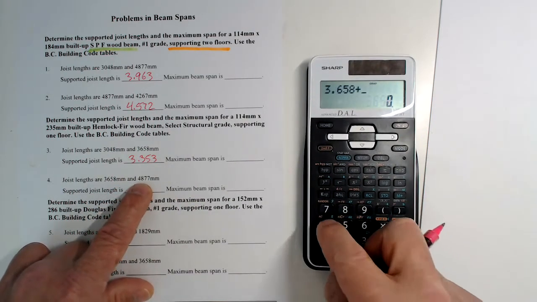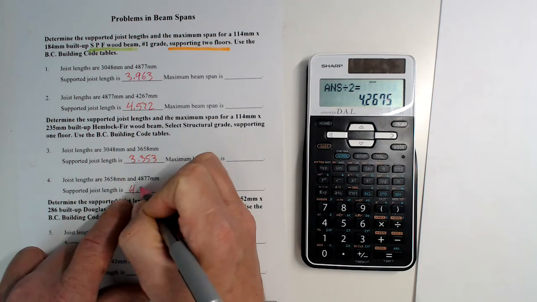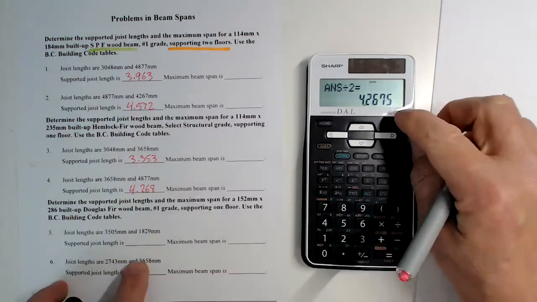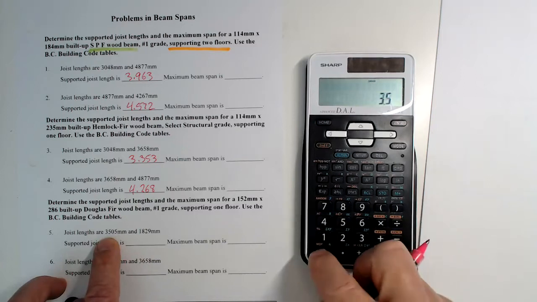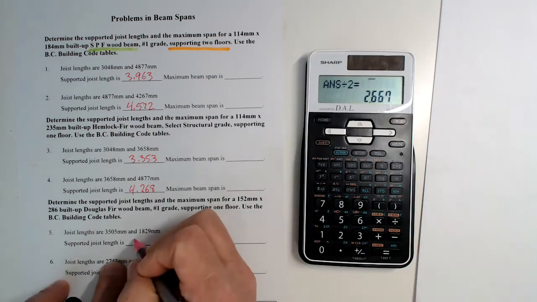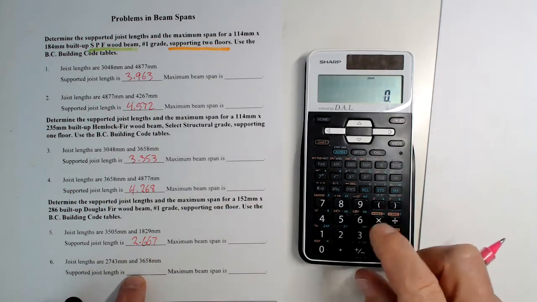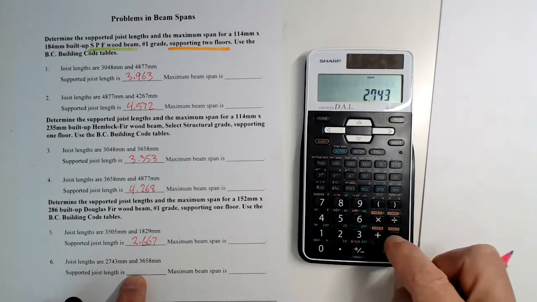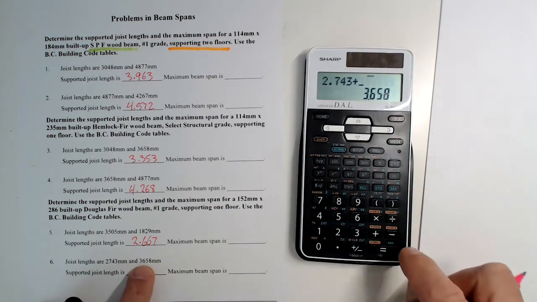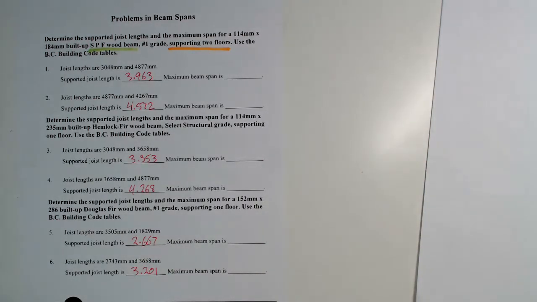3.658 plus a 4.877. Divide that by 2, gives us a 4.268. And then our last 2, 3.505 plus 1.829 divided by 2 is a 2.667 meters. And then our last one, 2.743 plus 3.658 divided by 2 is a 3.201. Okay, let's ditch our calculator and get our table.